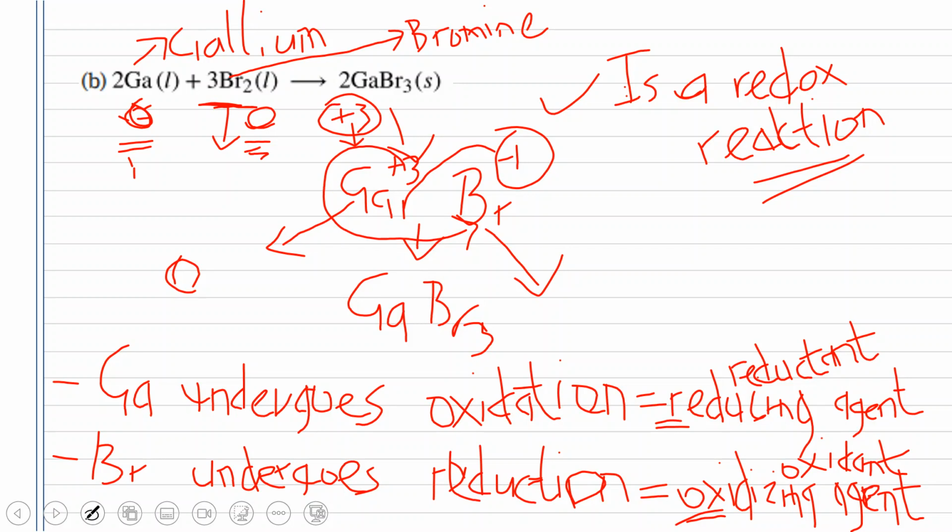Based on this, the one that undergoes oxidation is the reducing agent, and the one that undergoes reduction becomes the what? The oxidizing agent. Don't forget, we said that most fuels normally are the what? The reductants. Yeah, most fuels are the reductants. Okay, great.